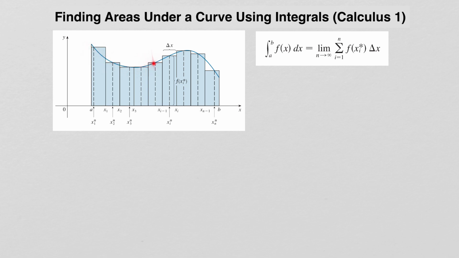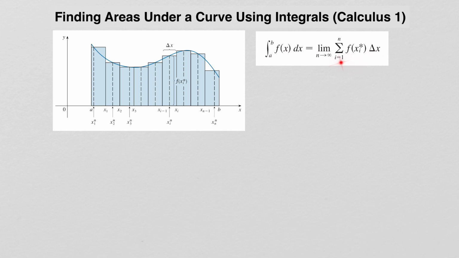We have a curve defined on some interval from A to B, and we want to find the area under the curve on that interval. The way we do this, of course, is we divide up that interval into subintervals, n of them to be exact, and on each of these subintervals we approximate the area under the curve by finding the area of a rectangle by using an x value in that interval to find the height of the rectangle, and then we multiply it by the width, and then we add up all the areas of all those rectangles.